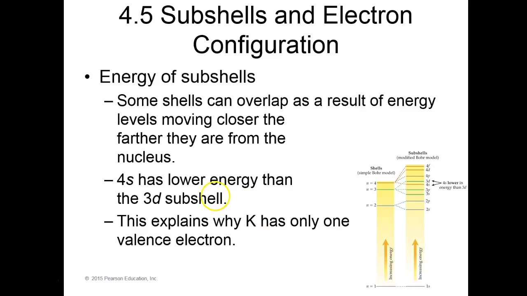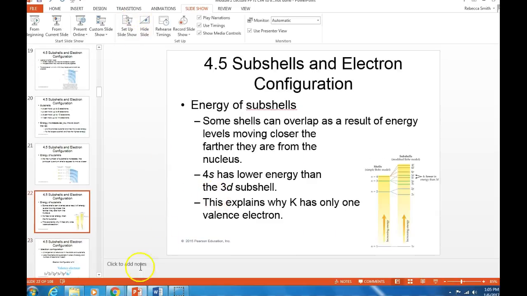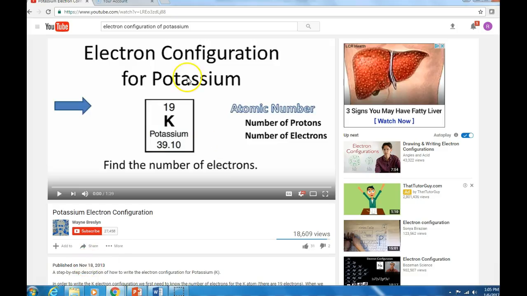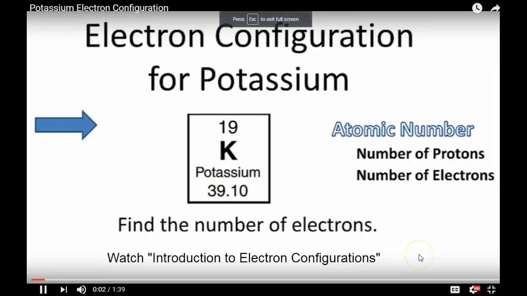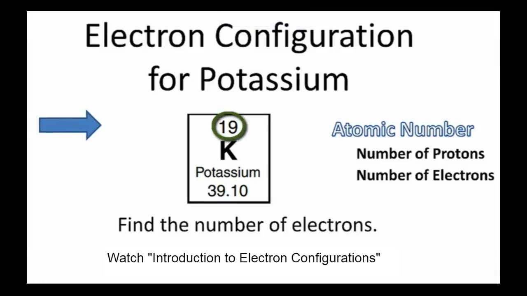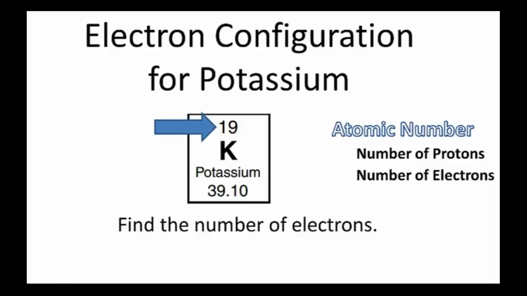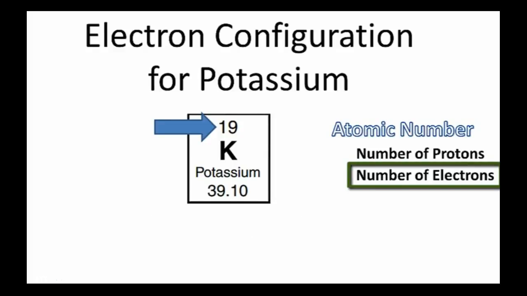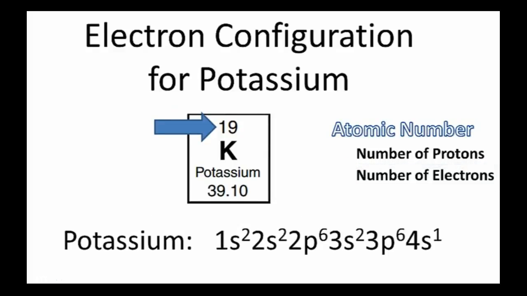I'm going to take a second and show you the electron configuration of potassium. To find the electron configuration for potassium, we'll look on the periodic table and find the atomic number. That's the number above the element symbol. It tells us the number of protons, but it also tells us the number of electrons. And once we know the number of electrons, we can write the electron configuration for potassium.